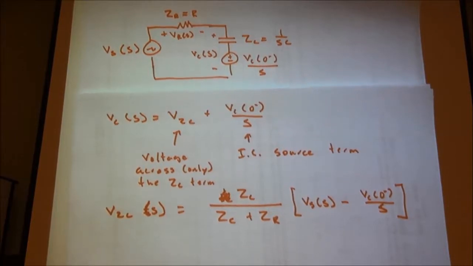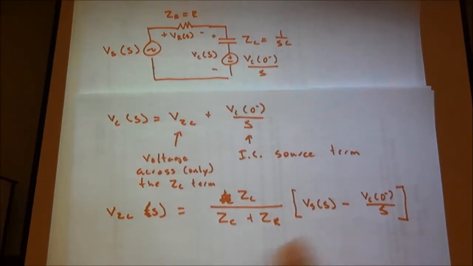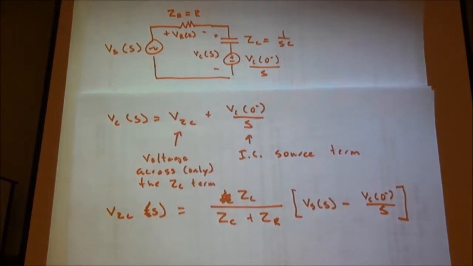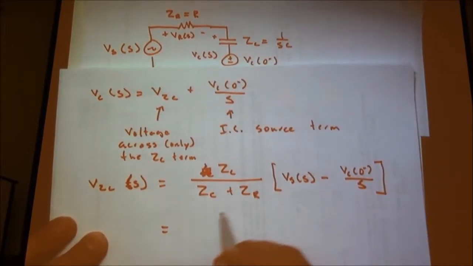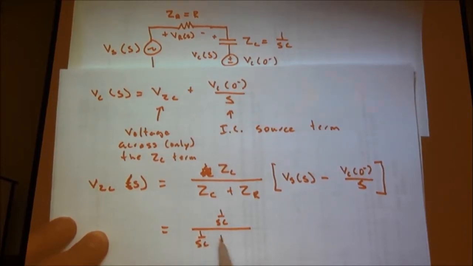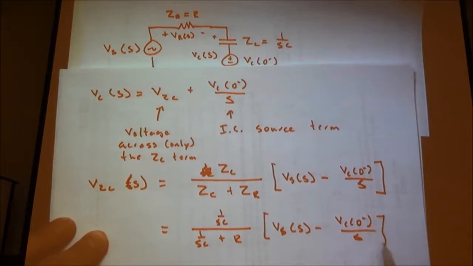And the minus sign comes out because of the polarity declaration. So we don't know the sign of this, of course, but if it was plus minus, they would have opposite polarities, and they would subtract, as we just showed right here. Then we can add now our ZC, which is 1 over SC, 1 over SC plus R, times V source of S, minus VC(0-), over S, I should say.